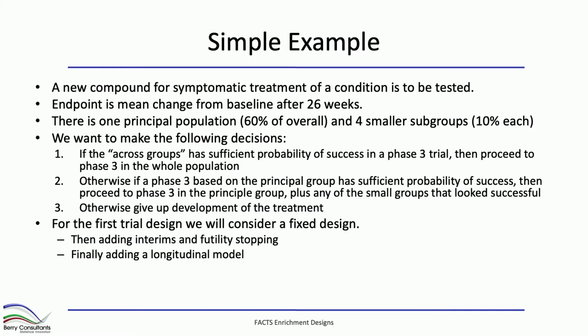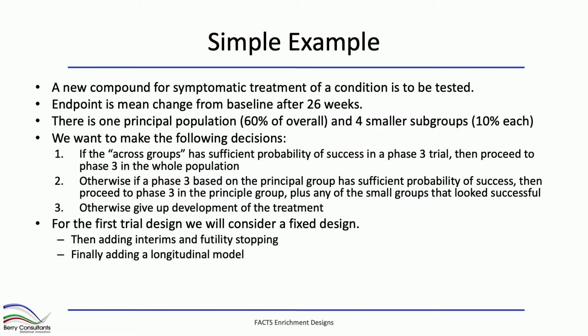So our example is that we've got a new compound for some sort of symptomatic treatment of a condition, and the endpoint is going to be mean change from baseline in some score after 26 weeks. In our patient population, we've got one principal subgroup, which is about 60% of the overall population, and four smaller subgroups that are about 10% each.